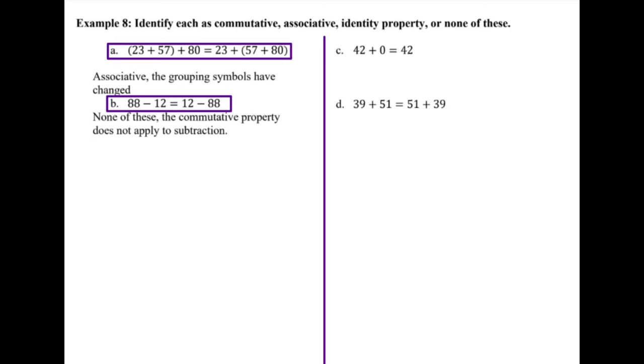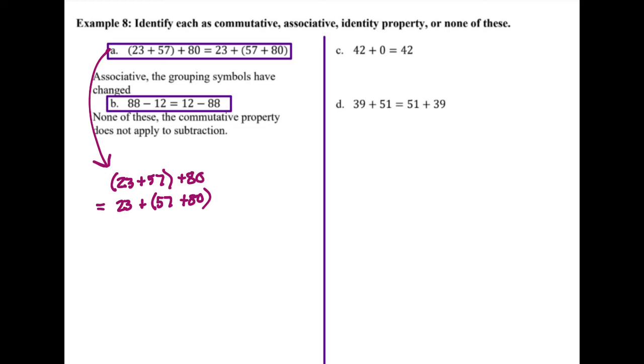Okay, example 8. Now we're mixing them up. We've learned the commutative property, the associative property, and the identity property of addition. And we want to see which one you're talking about. Okay, and I want to rewrite it down here at the bottom so we can line them up and down and see what's going on. Okay, so A, 23 add 57, and then add 80. And underneath it, 23 add parentheses, 57 add 80. And they said they were equal. Are they?